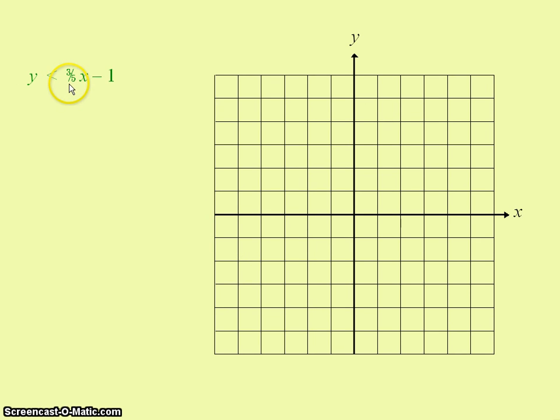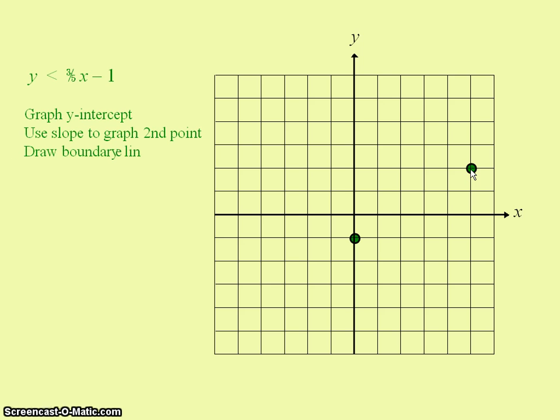Okay, second one, our slope's 3/5, our y-intercept's -1. So we're going to go down to -1, graph that. Our slope's 3/5. So from this point I go up 1, 2, 3, to the right 1, 2, 3, 4, 5. There it is. Okay, the boundary line.